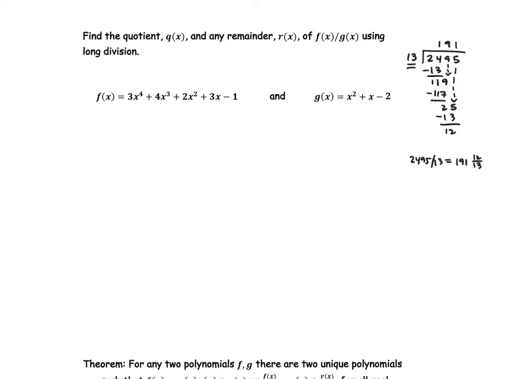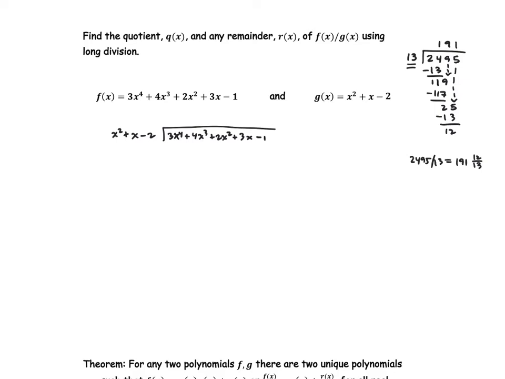Okay, so if I want to take f of x and divide it by g of x, I'm going to put g of x on the outside and f of x on the inside of my division symbol. Now, if you have any missing terms, write in a placeholder. So if I didn't have an x cubed term, I'd put in 0x cubed. But in this case, I have all terms descending down to my constant of -1. And we go from there.